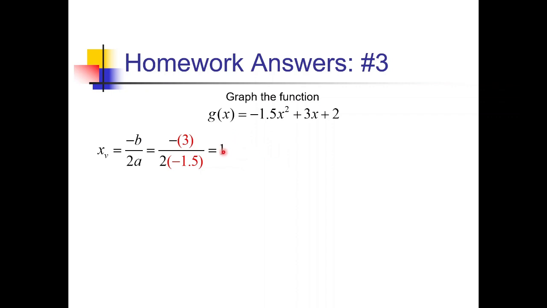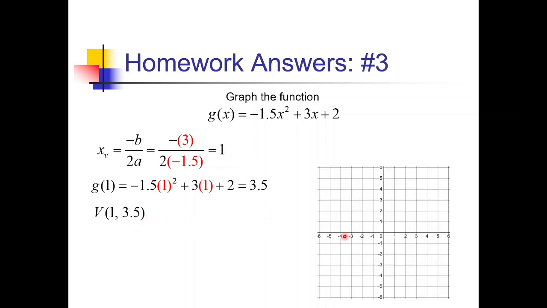So we've got now 1 getting plugged back into the g function to give us the y value of the vertex, because that was just the x value. So we have basically negative 1.5 plus 3, which is 1.5, plus another 2 is 3.5. So 1 comma 3.5 is our vertex. All right, let's put that on the graph. 1 comma 3.5 right there.